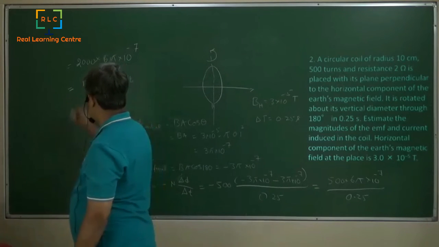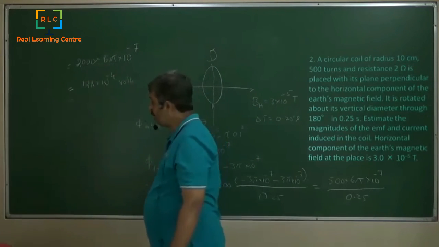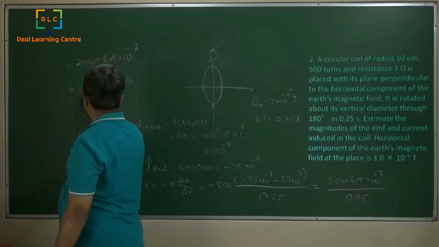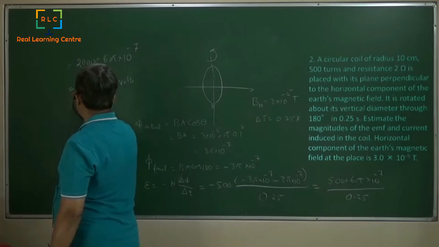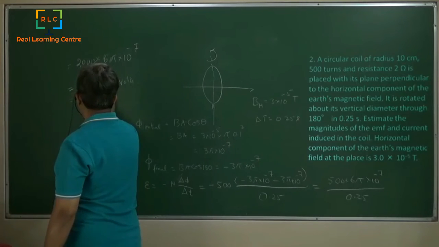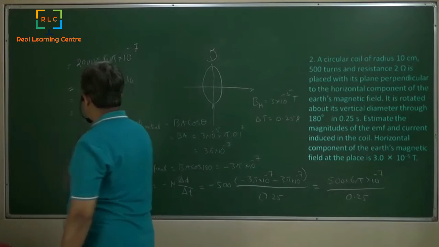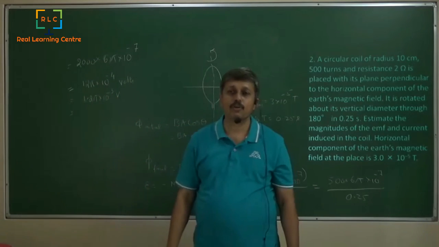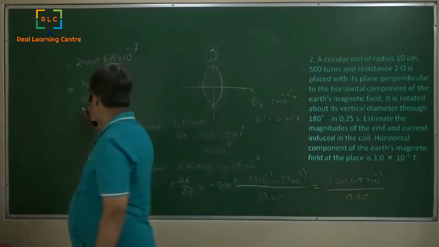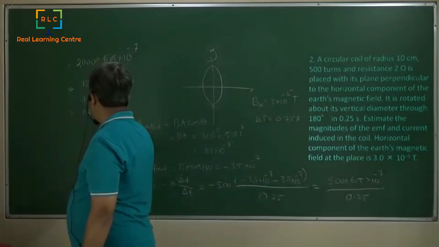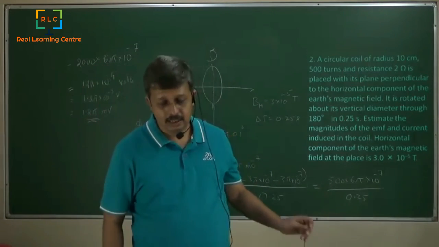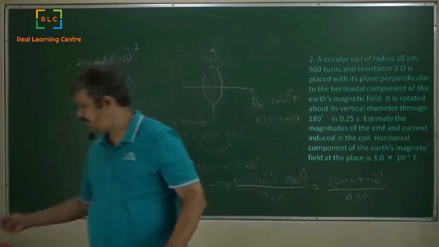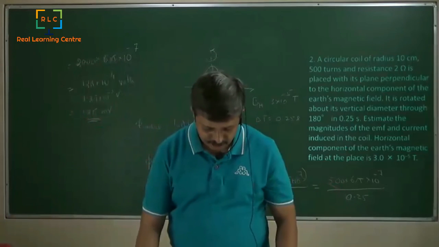We can also say it as, sorry, not 120 pi. So 1.2 pi into 10 power minus 3 volts, where pi is 3.14. 3.14 into 1.2, you can calculate, and I will write it simply as 1.2 pi millivolts. You can calculate that. Okay. So this is basically the EMF that gets generated.